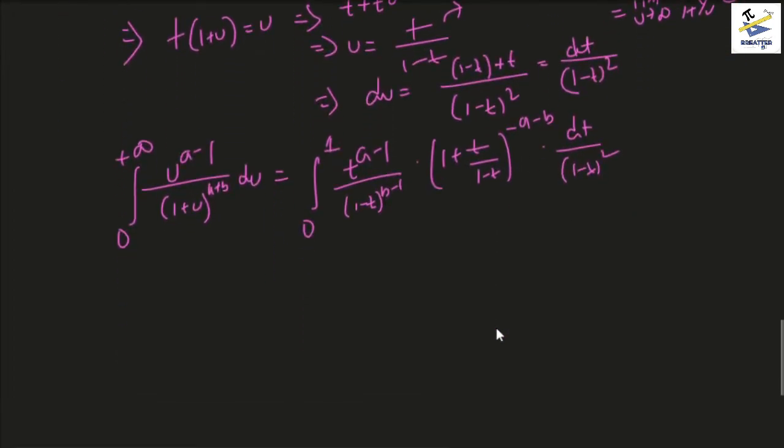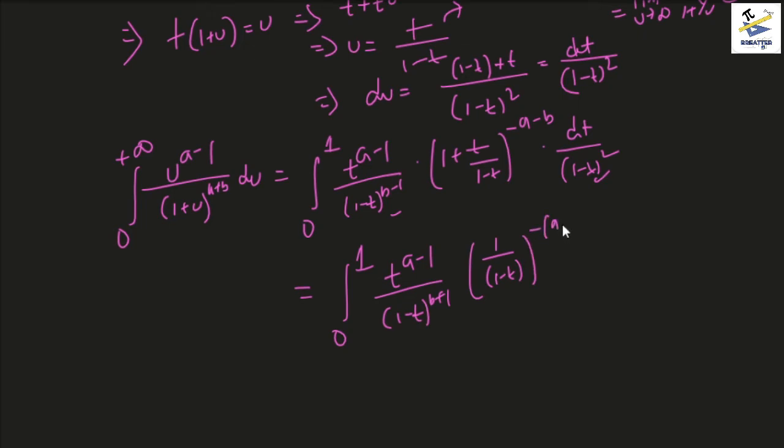So let us just simplify it further and see if we can get any results which are similar to ours. 0 to 1, and what we get is t to the power a minus 1 by 1 minus t whole to the power b plus 1. So we just combine this square with this one, and this 1 plus t minus 1 by t just becomes 1 by 1 minus t whole to the power minus of a plus b dt.